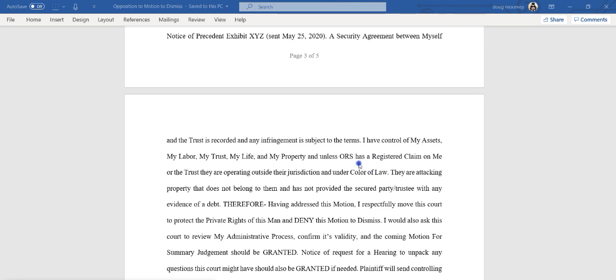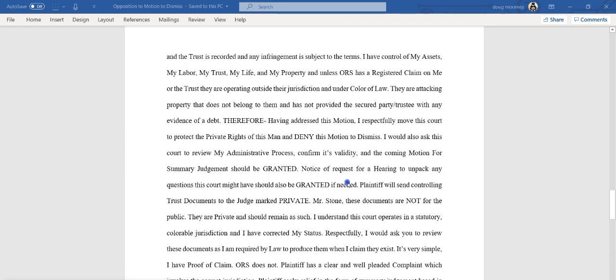But it's basically the court clerk saying, we have a judgment against you, which is a lien. Okay, it's a lien. And it's not against me, it's against the all cap name. So they're attacking property that does not belong to them and have not provided the secured party trustee with any evidence of a debt. Therefore, having addressed this motion, I respectfully move this court to protect the private rights of this man and deny this motion to dismiss. I would also ask this court to review my administrative process, confirm its validity, and the coming motion for summary judgment should be granted. Notice of request for a hearing to unpack any questions should be granted if you need it.